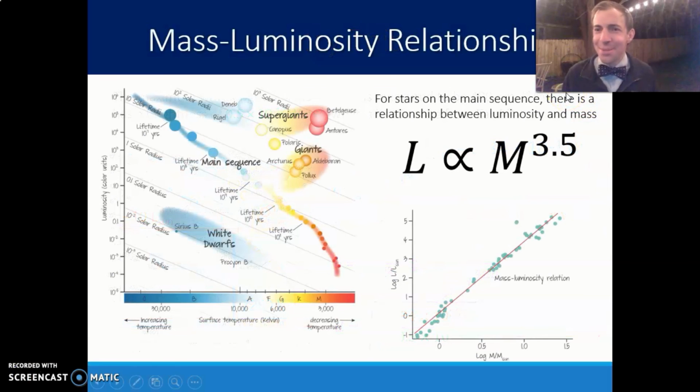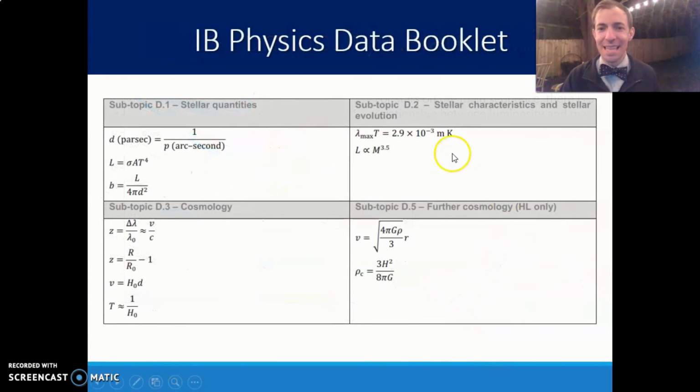Something that we're not going to get into a whole lot of detail here, but there is a relationship between mass and luminosity, that the more luminous a star is, the more massive that star is. And it's kind of an interesting relationship. The proportionality here is related by mass raised to the power of 3.5. If you do that, you'll get a nice linear relationship in this log scale. And you'll see that this property shows up in your data booklet.